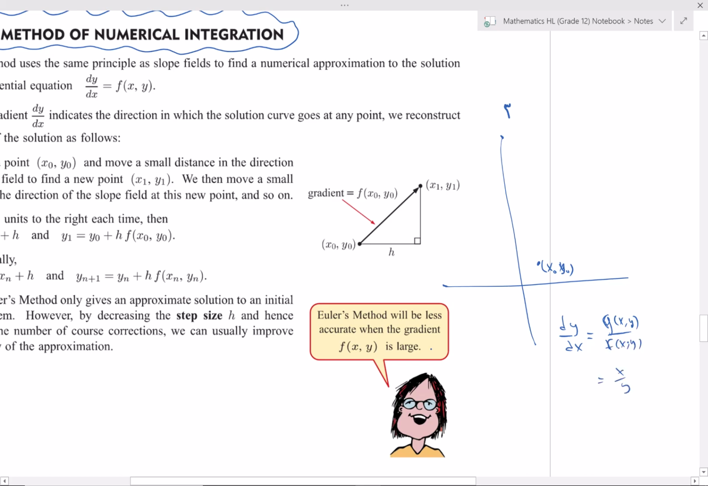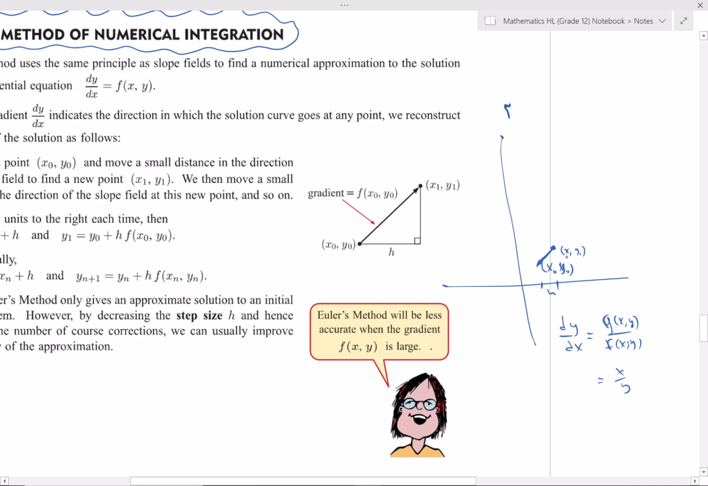If I have this differential equation, I can figure out what the slope is at this point. I just plug in the x and the y and I know the slope. So let's pretend the slope was this. I'm going to use this slope for a distance of what we call h. So I'm just going to say the slope here is whatever I found here, and I'm going to draw that slope for a distance of h. And that puts me here at a new x value, so now I have a new x1 and a new y1.